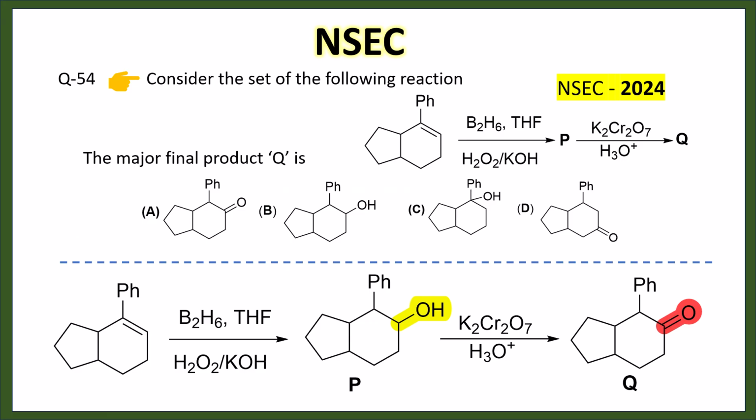Now question number 54. Consider the set of reactions. Here we have to find the product Q. In this one hydroboration happens, further oxidation gives this alcohol, and further oxidation gives this ketone. So here the correct option is this one.